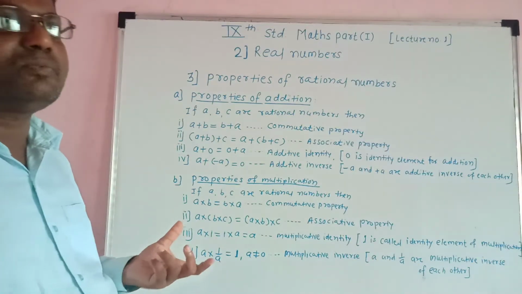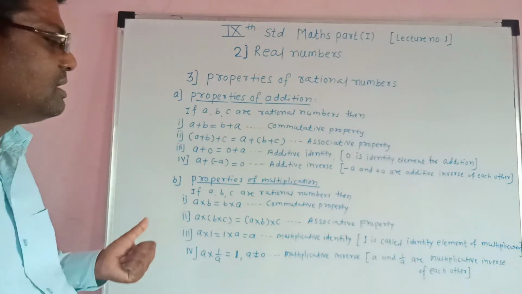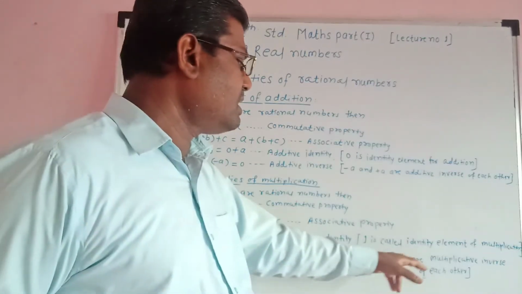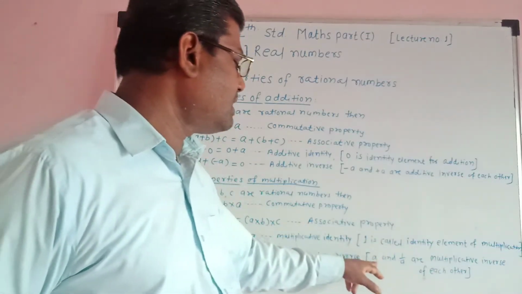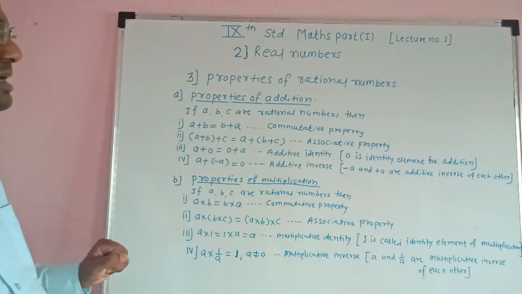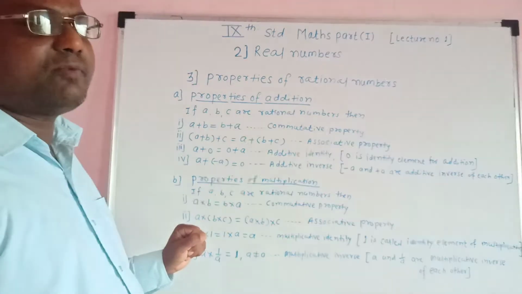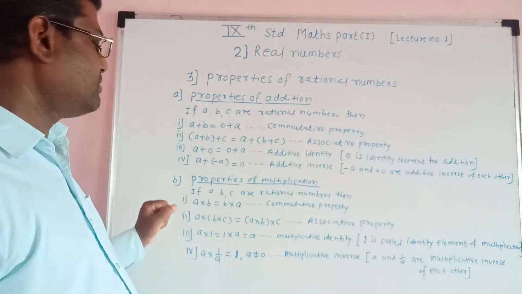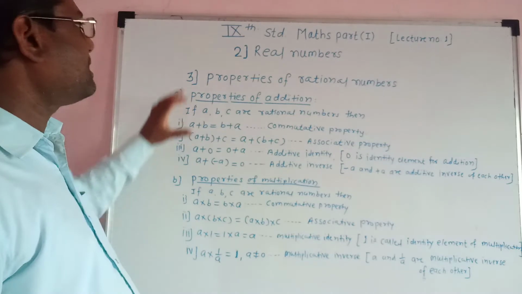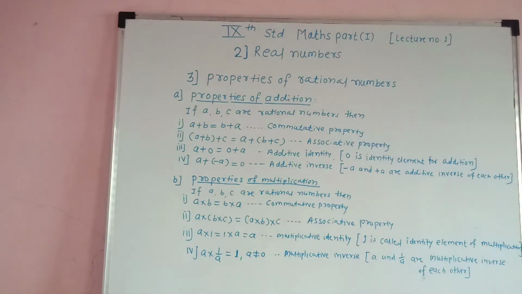This property is called the multiplicative inverse. A number and its reciprocal are the multiplicative inverses of each other. For example, a and 1 upon a are multiplicative inverses of each other. For example, 1 upon 5 and 5 are the multiplicative inverses of each other. These are the properties of rational numbers.